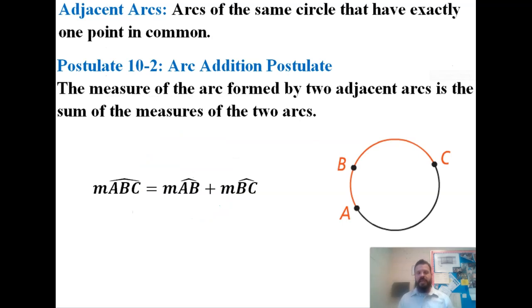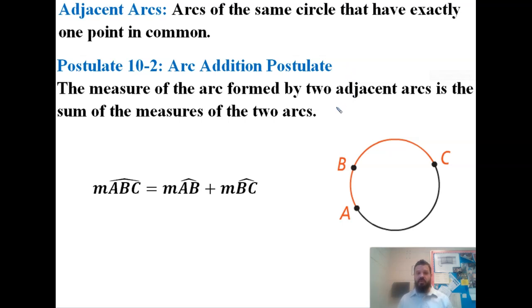Next thing we're going to talk about is how we can combine and subtract arcs using the arc addition postulate. First, though, let's talk about adjacent arcs. Those are just arcs on the same circle that have exactly one point in common. So for example, here I'd say that arc AB and BC are adjacent to each other because they share this point B here. Remember, when we say adjacent to, we mean next to. And then that idea is going to allow us to add and subtract arcs from each other, leading us to the arc addition postulate.